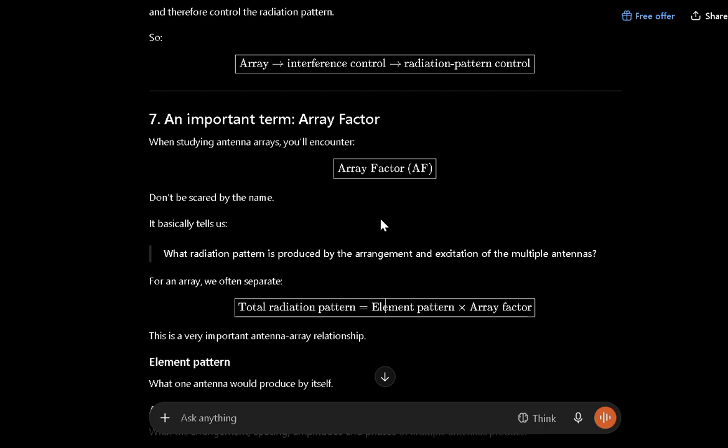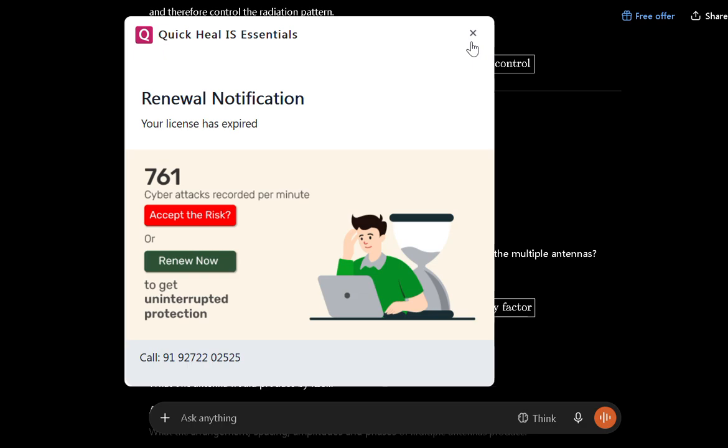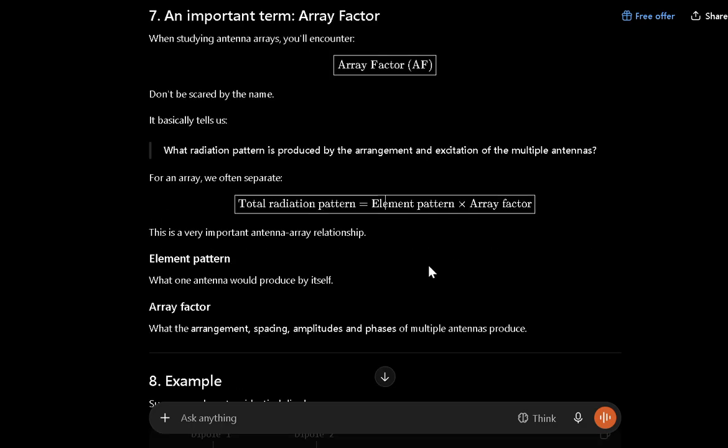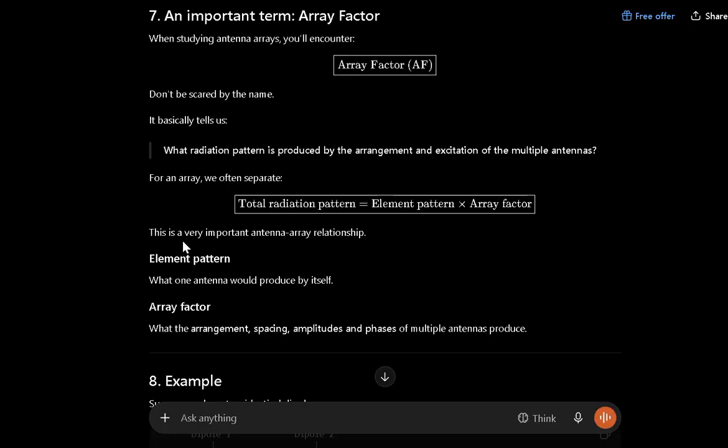So we put an arrangement of antennas, a group of antennas. They are excited, multiple antennas excited. Then the total radiation is the product of the element pattern and the array factor. This is a very important antenna array relationship. Element pattern is what one antenna would produce by itself. Array factor is what the arrangement, spacing, amplitude, and phases of multiple antennas produce.